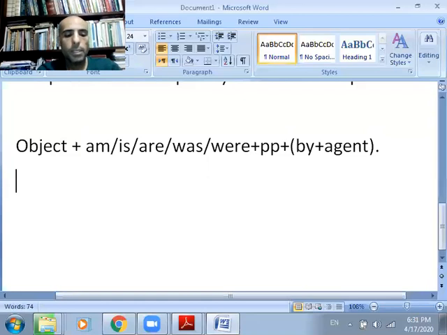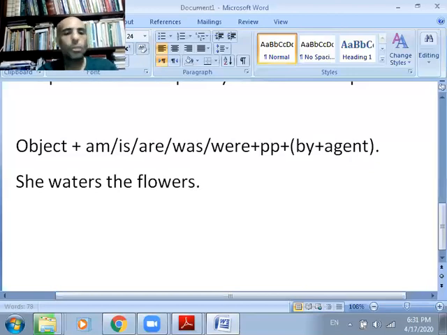ناخد مثال لما نقول مثلا she waters the flowers every day. She waters the flowers every day. هنا عشان أعمل الجملة دي للباسيف هبدأ طبعا بإيه؟ بالأوبجكت اللي هو the flowers. Okay. طيب لما أقول the flowers دي بقت إيه؟ بقت اللي كانت الأوبجكت بتاعت الجملة الأصلية.